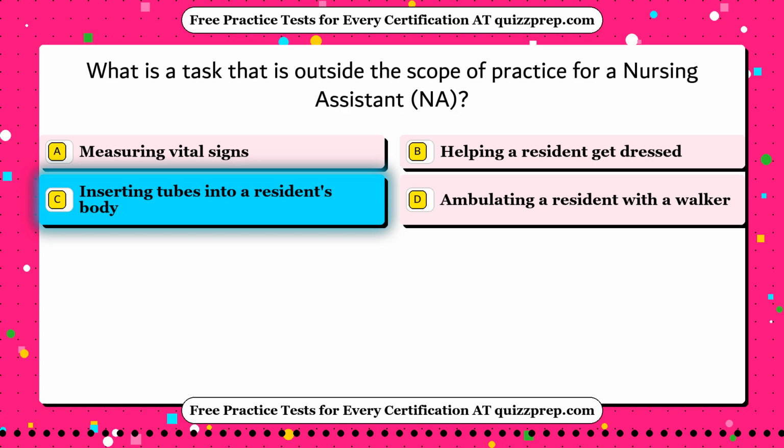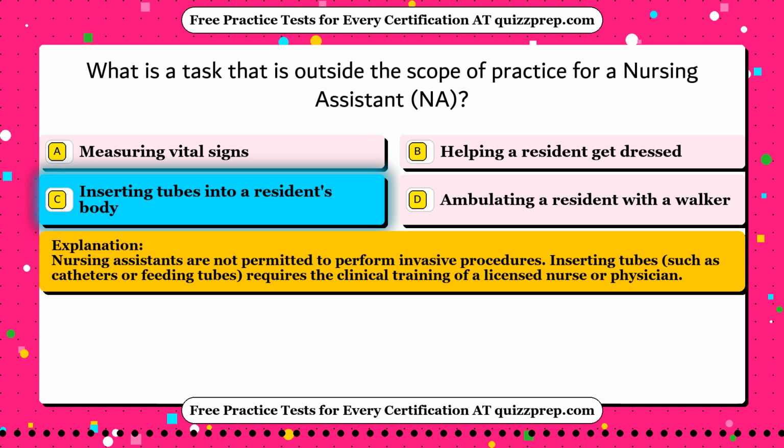The correct answer is Option C, inserting tubes into a resident's body. Nursing assistants are not permitted to perform invasive procedures. Inserting tubes, such as catheters or feeding tubes, requires the clinical training of a licensed nurse or physician.